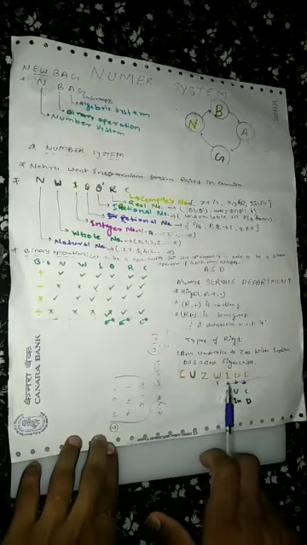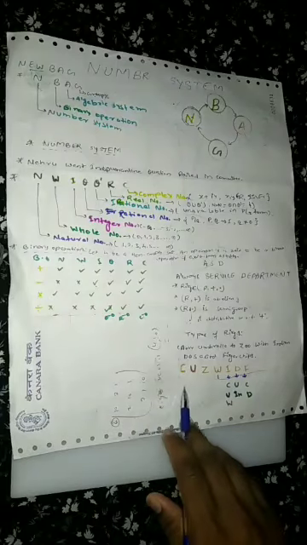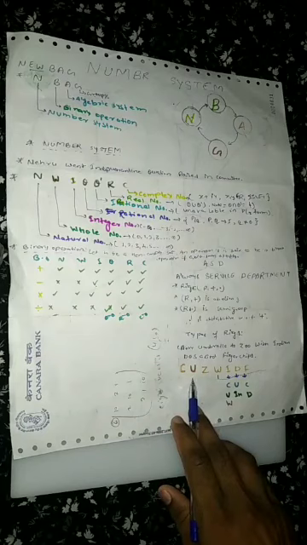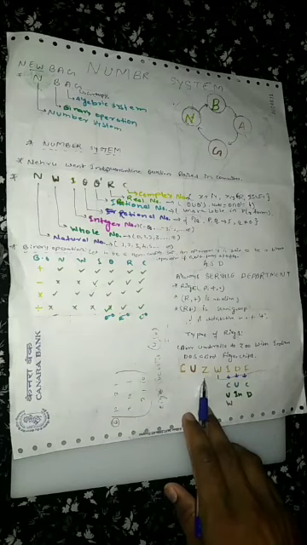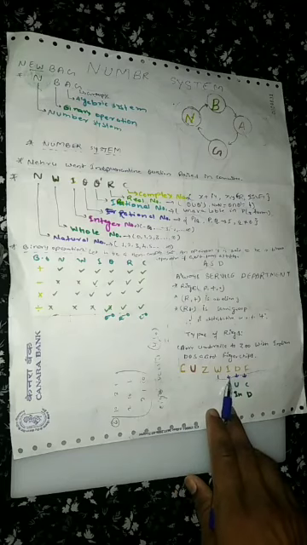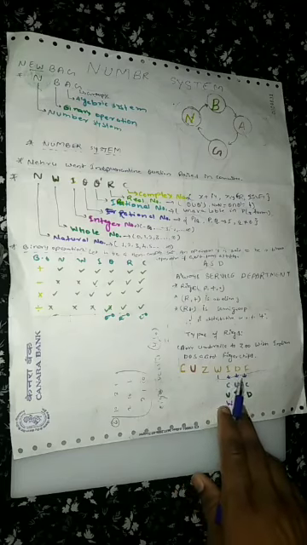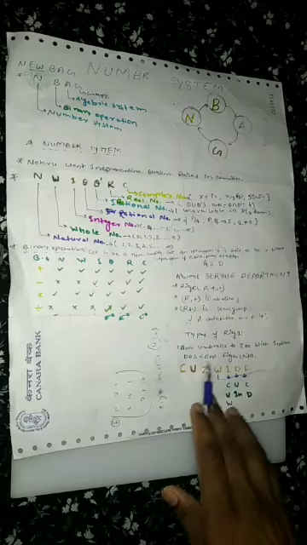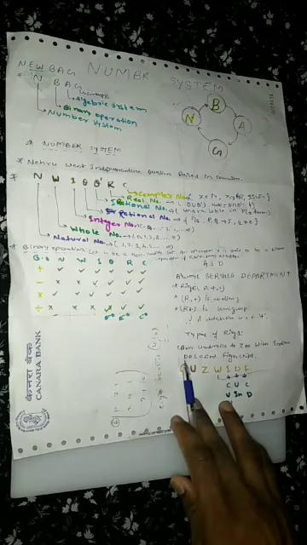So the types of rings: we have 7 different types of rings. First, C stands for commutative ring. U stands for unity. Z stands for zero divisors, and W stands for without zero divisors. I stands for integral domain. D means division ring, and F is field. So we will see them one by one.